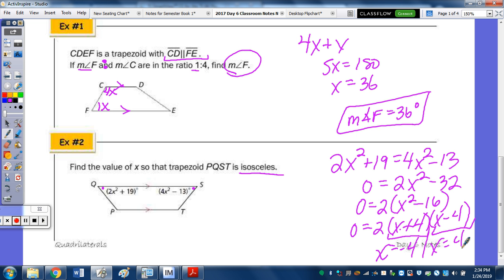So in order to decide if you need to reject the negative, we have to go back to the question. So we go back to the question and you're squaring x, and then in this case, multiplying by 2, adding 19. In that case, multiplying by 4, subtracting 13. Do we need to reject the negative? No. Whether you plug it in and square a positive or negative 4, you're going to get the same number, 16, right? So find the value of x. X is positive or negative 4.